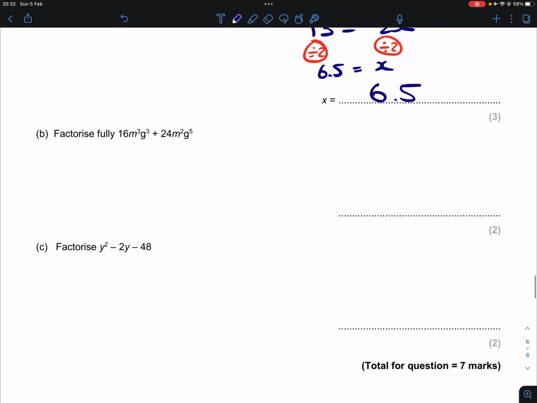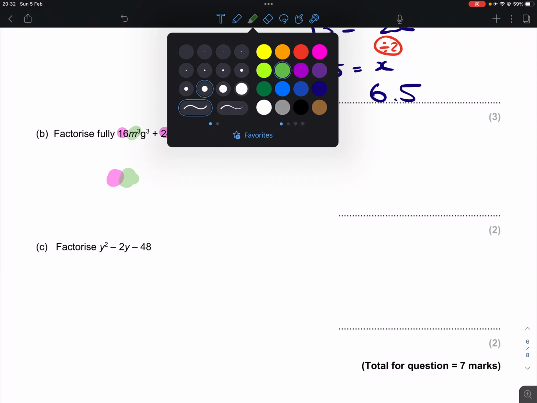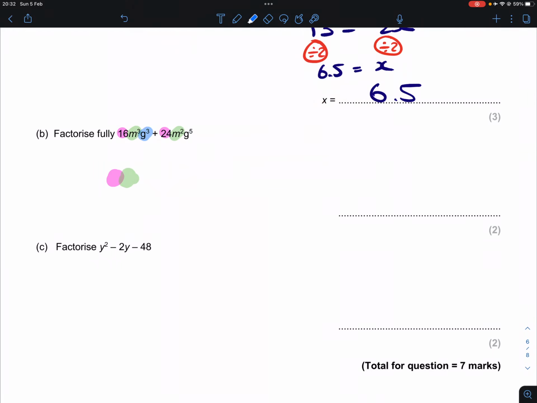Part B, factorize fully. A whole heap of stuff going on here. So first of all, we look to see if they have anything in common. Straight away, with our numbers 16 and 24, we will definitely have something in common. We have m's in both of these, m cubed here and m squared. So we'll definitely have an m term coming out in common. And g cubed and g to the power 5 means we're definitely going to have g's coming out.